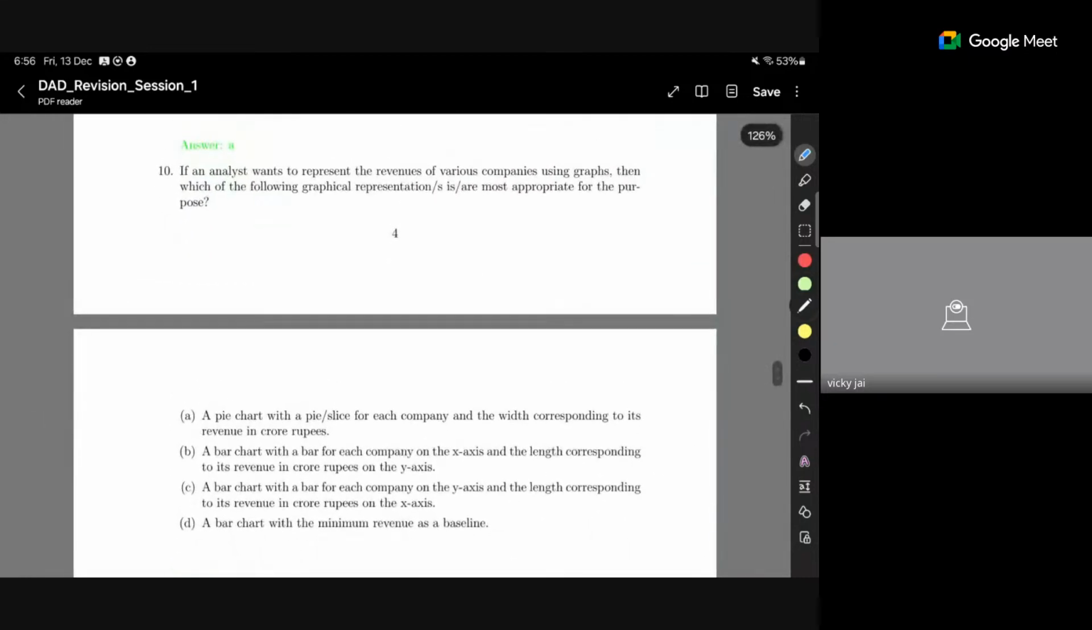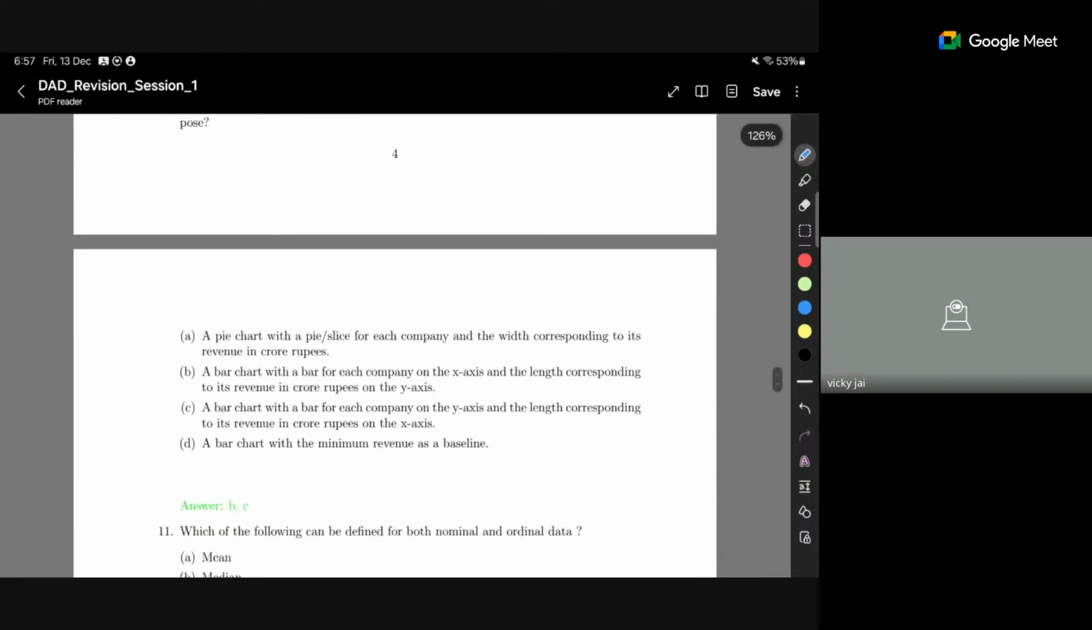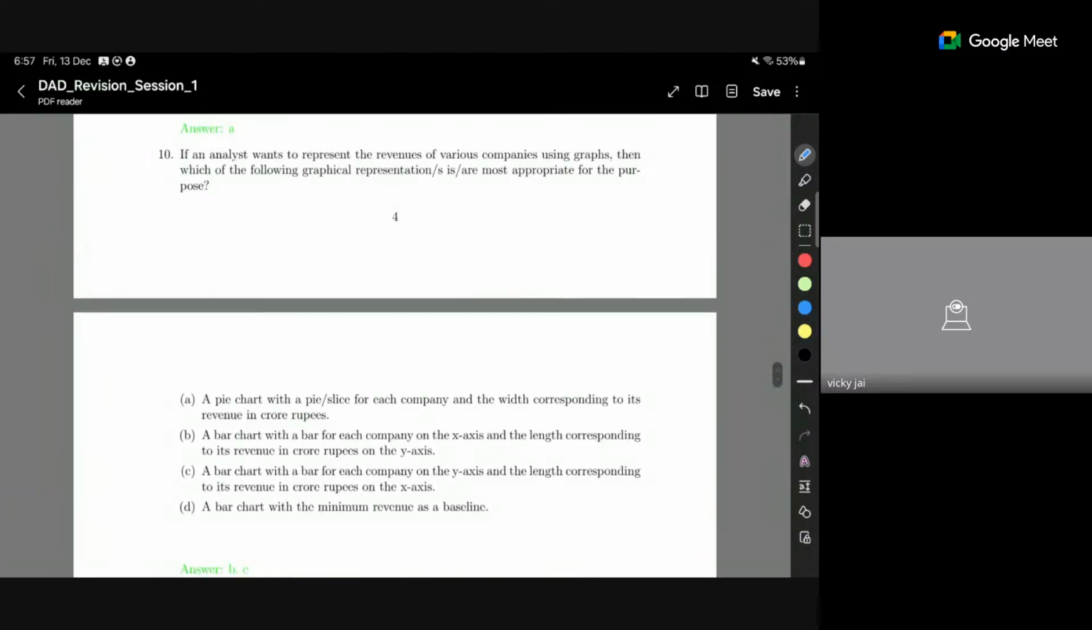Now, what is this? If an analyst wants to represent the revenues of various companies using a graph, then which of the following graphical representations is most appropriate for the purpose? The revenues of various companies using a graph. Okay, let's see. So he chooses, let's say, a pie chart, with a pie slice for each company and the width corresponding to its revenue in crore.